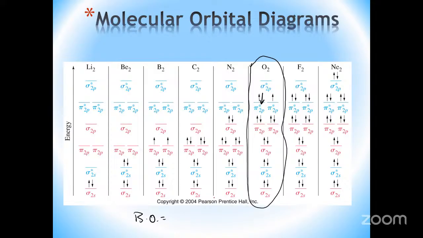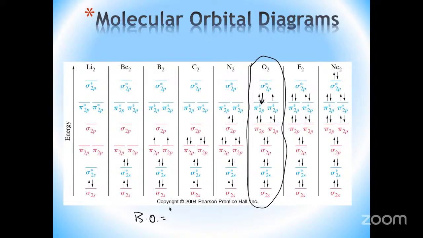No idea? Okay, let's see. Somebody says 4, and another person says 8. One of you is right. Anybody want to take a guess as to which one? Okay, there are 4 pairs, you're right. But what I asked for is the actual number of bonding electrons. So it's actually 8.